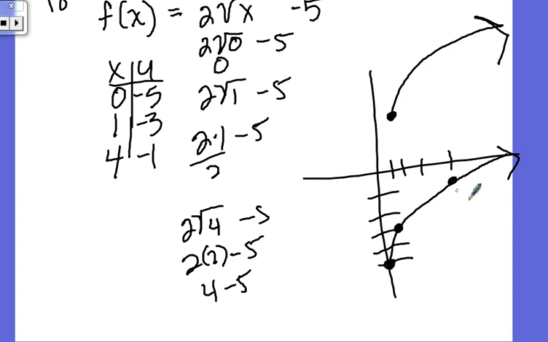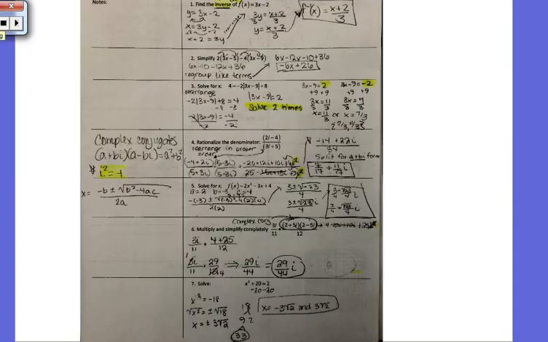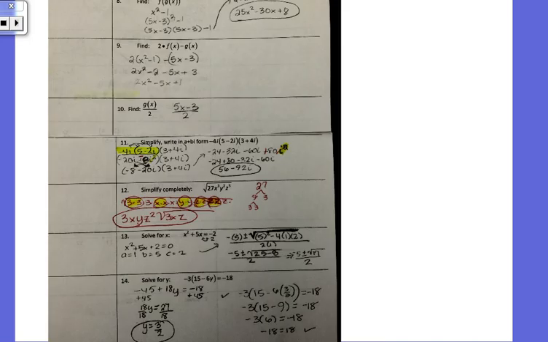Okay, so here are the answers to the first page, and you can stop and check your answers. There's page 1. Here's page 2. You can press pause.